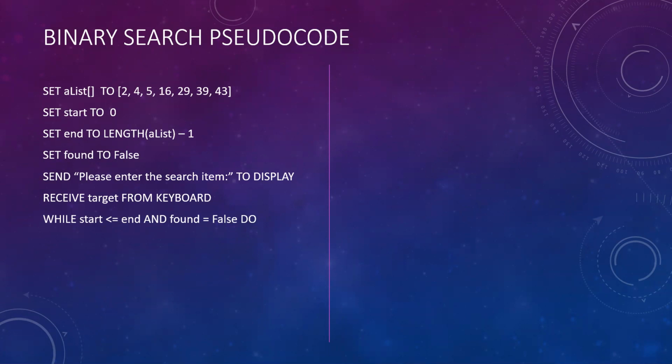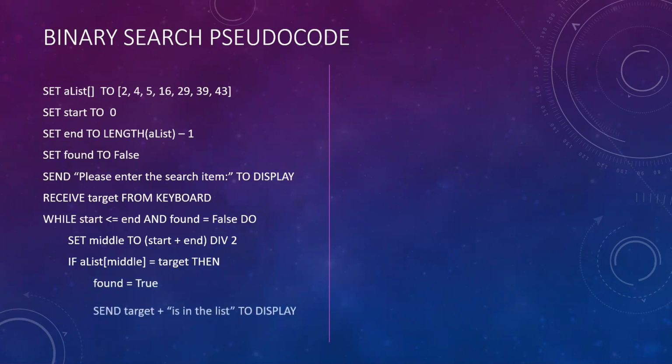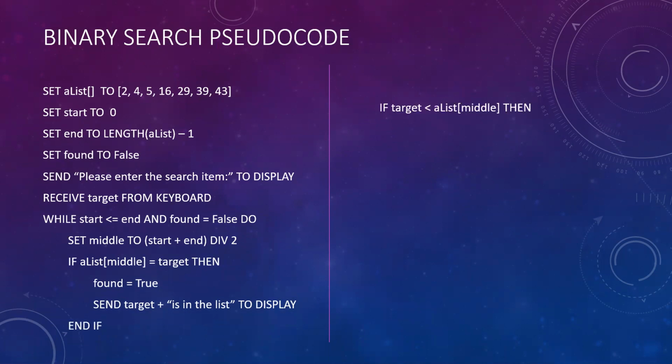it will continue its work. So at first, in the while loop, it will set the middle point to start plus end divided by 2. If list item middle is equal to target item, then found equals true, and it will give us the message, the number is in the list. Okay, this is the if condition.